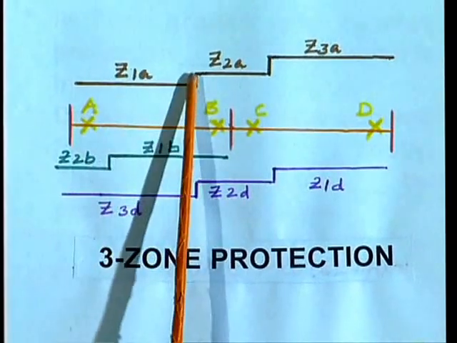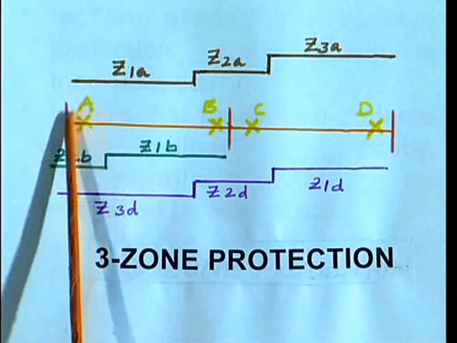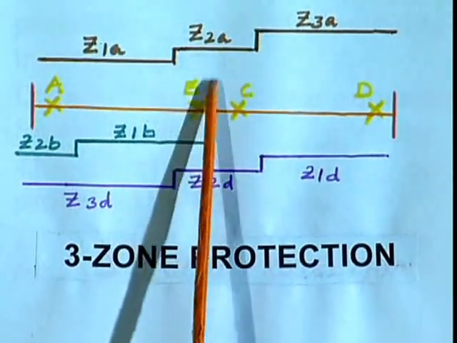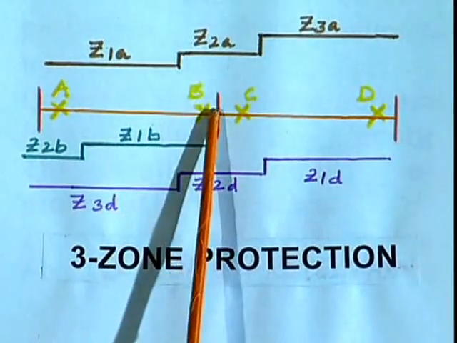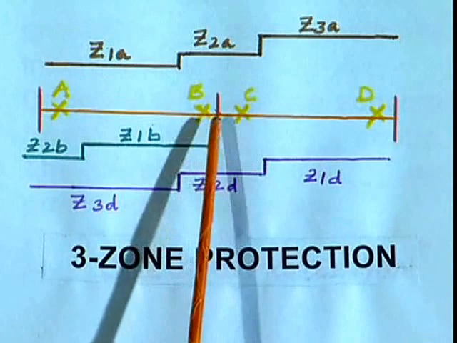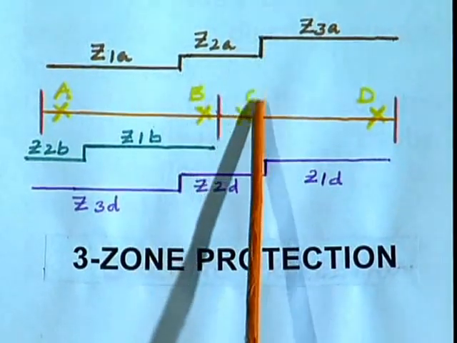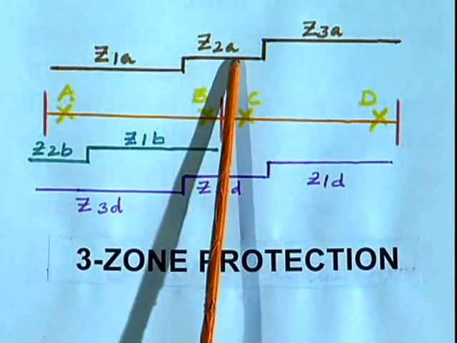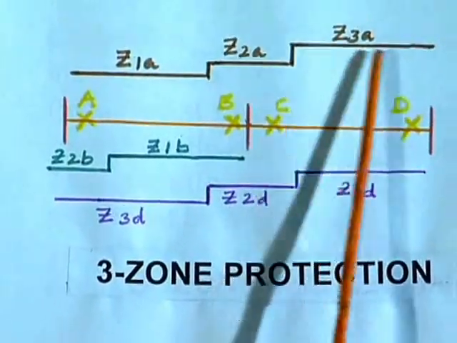If the fault occurs within this 80%, then A will operate instantaneously without any time delay. Beyond the 80%, the balance 20% from here to here, it will operate with some time delay, and after that another 20% also in the second zone. So this is called the second zone Z2A, and from C to D it is called the third zone Z3A.